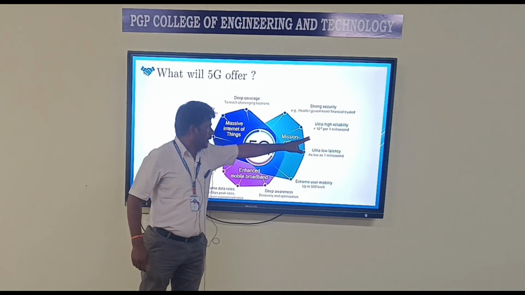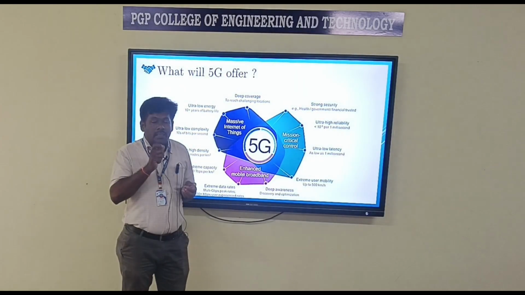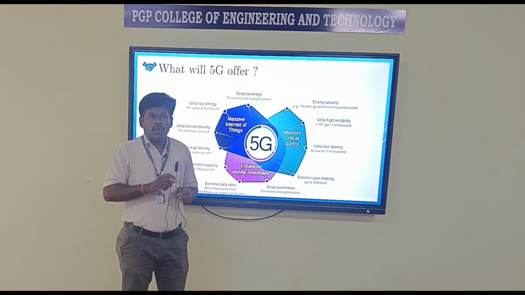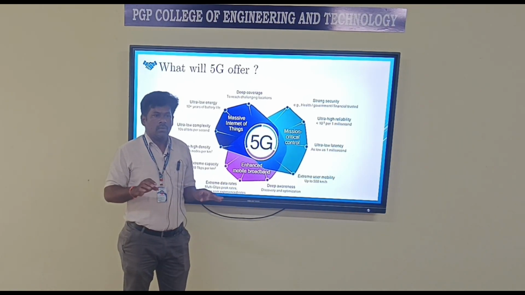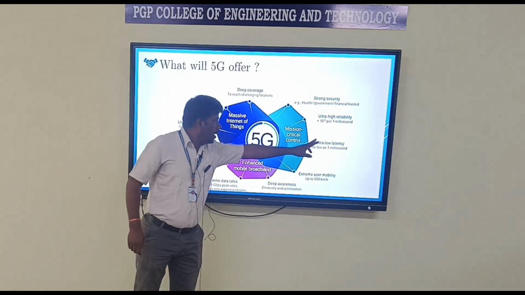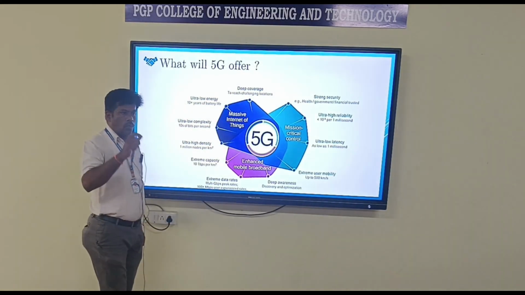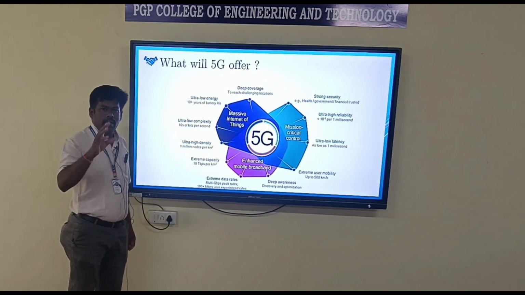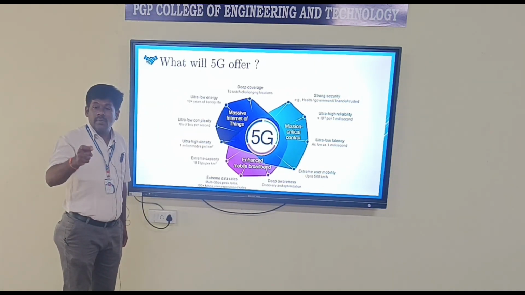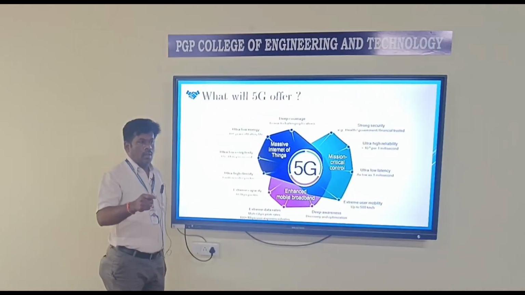And ultra high reliability. What do we mean by ultra high reliability? Reliability means communication without interruption, for example when we go for a live stream without any interruption, which is 10 power minus something per 1 millisecond. And ultra low latency, as low as 1 millisecond. In 4G, 3G, 2G and 1G, no one concentrated on latency. Latency means the signal delay, which is 1 millisecond in 5G.